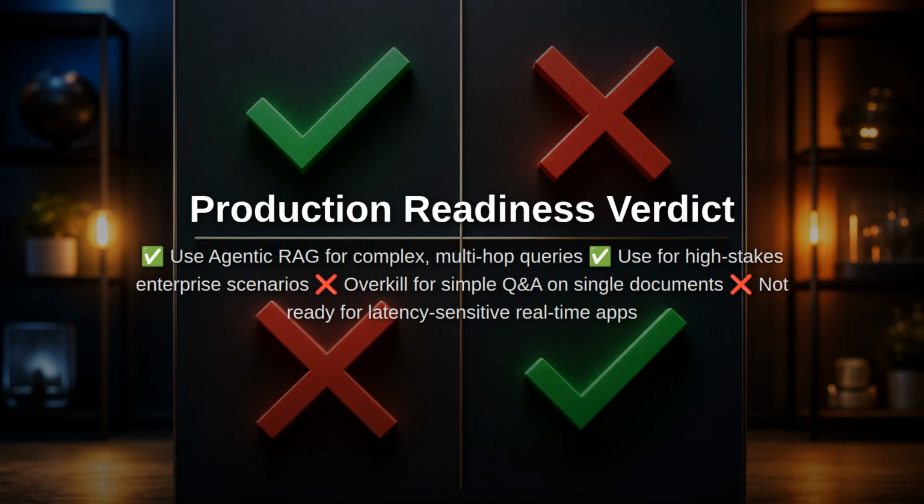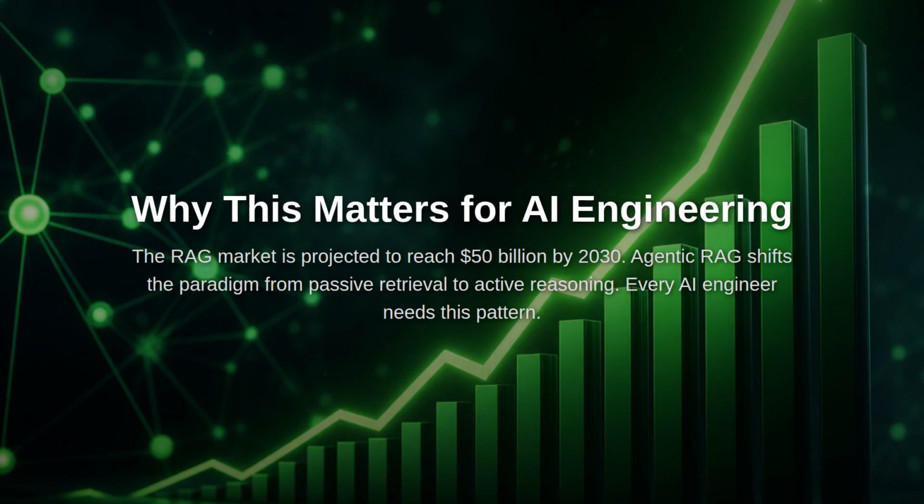So when should you use Agentic RAG? It is ideal for complex multi-hop queries where a single retrieval pass is insufficient, and for high-stakes enterprise scenarios where answer quality matters more than speed, but it is overkill for simple Q&A on a single document, and not ready for latency-sensitive real-time applications where every millisecond counts. This matters because the RAG market is projected to reach $50 billion by 2030.